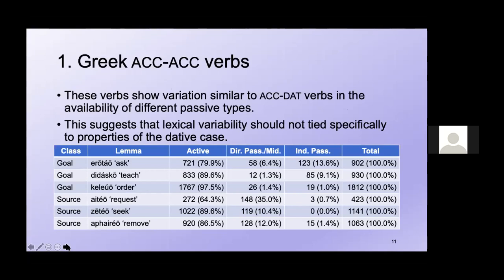And in these verbs we see variations similar to accusative dative verbs in the availability of different passive types. So for example, passivization of the non-theme argument is very common with ertao, ask, but not at all common with the semantically similar itel, request. And I should mention also at this point that Greek also has accusative genitive verbs, and with these verbs, the genitive argument can also become the subject of a passive, but unfortunately, there's time constraints, we won't be able to talk about those today.